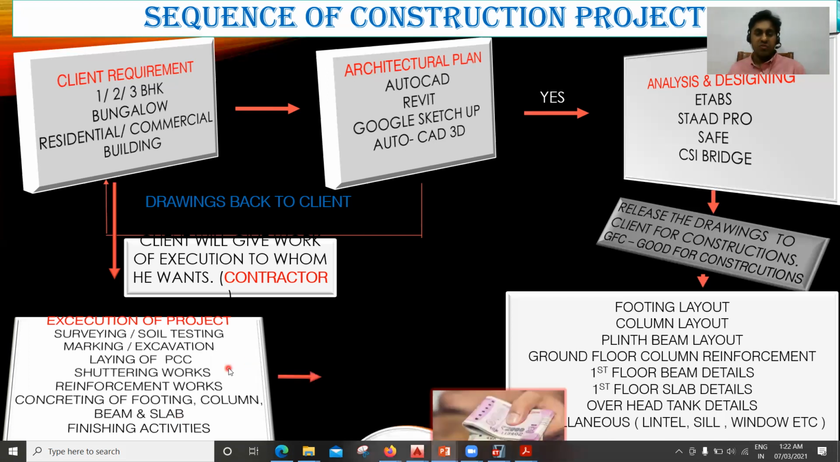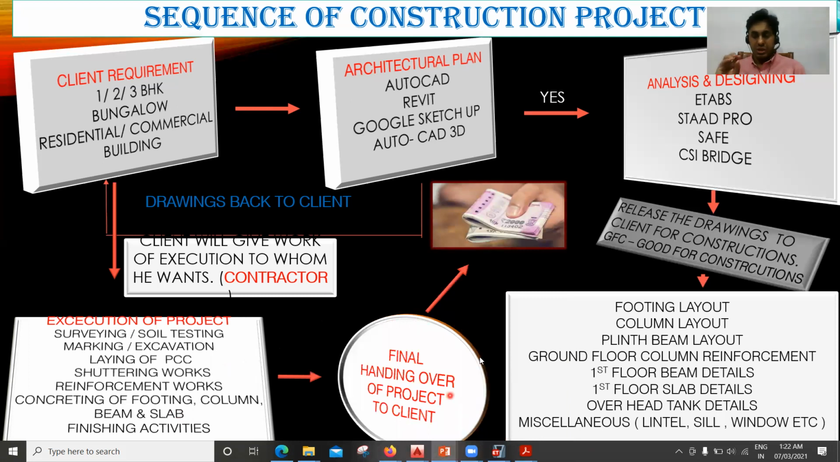And once that is done, finally he is going to hand over that particular project to the client, and the client is going to make him the payment. Anyhow, this payment is not done at the end of a project. We'll have certain agreements with the contractor, that let us say after 20% of the work I'll be releasing the money to you. Or let us say if the first floor slab is casted, I'm going to give you money. In that way you'll be having a mutual agreement with the contractor. So in this way the entire project sequence is going to happen.